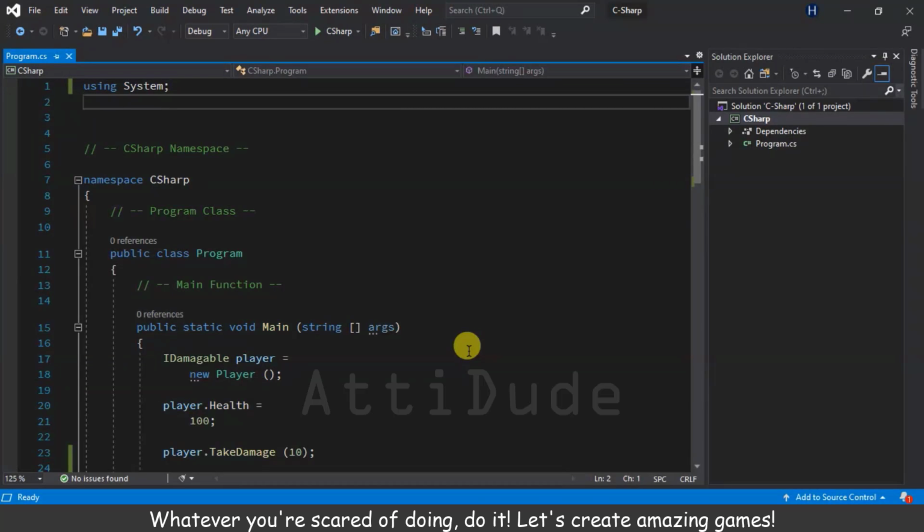I am AttiDude back in another video, and in today's video we're going to be learning about math in C#. How to use math and some functions like minimum value, maximum value, square root, then cube root. You can even use round function, floor function, ceil function, and a lot more.